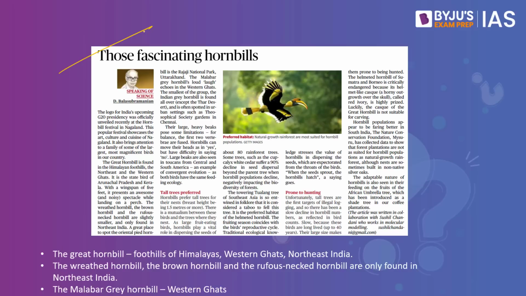See, the Great Indian Hornbill is found in the foothills of Himalayas. It is found in the Western Ghats and also northeastern parts of India. Whereas the red hornbill, the brown hornbill and the rufous-necked hornbill are only found in the northeastern parts of our country. And the Malabar grey hornbill, which the name itself suggests, is found in the Western Ghats. There is another type of hornbill called the Oriental pied hornbill. Let me know where you can spot these birds. You will know the answer if you've read this article.